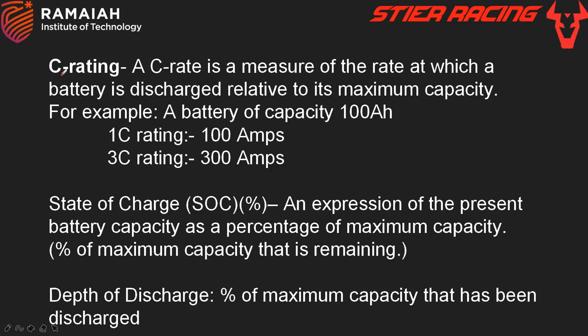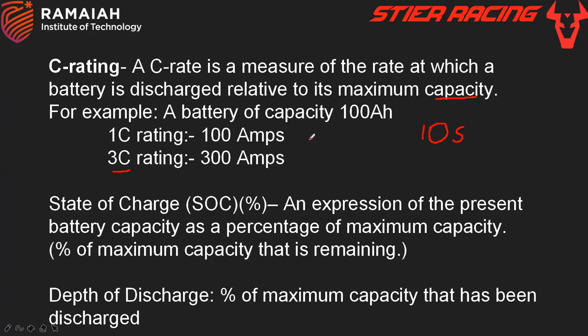There's one more terminology called C rating. A C rating of a battery is a measure of the rate at which a battery is discharged relative to its maximum capacity. I'll tell you by example. If a battery has a capacity of 100 amps and a 3C rating, this means we can draw a maximum of 3 into 100, that is 300 amperes of current through it. This is the maximum current I can get for a short amount of time. Usually the time is around 10 seconds.